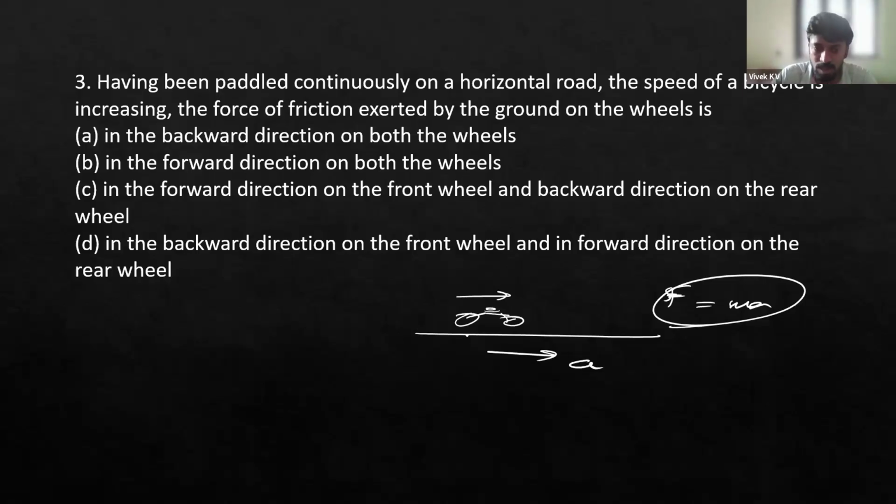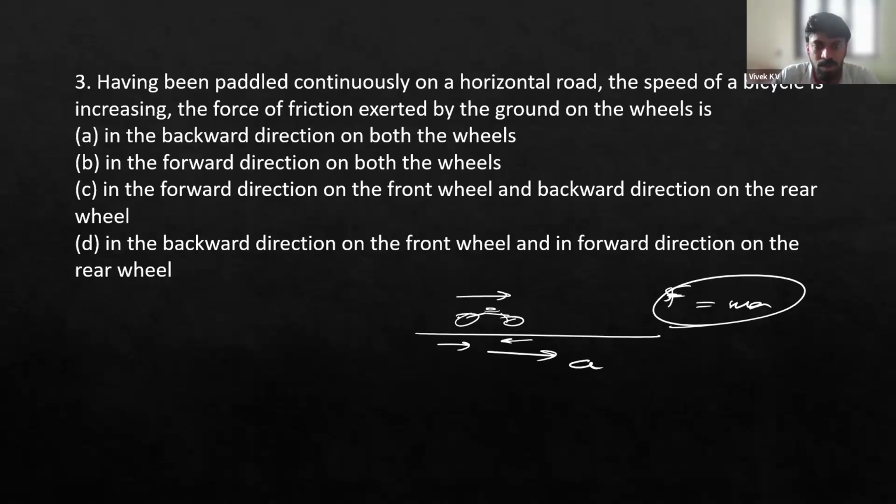Okay, so friction in the rear wheel, the friction is acting forward, which actually provides the external push so that it is moving forward with the acceleration. And on the front wheel, the friction acts backward, because it is not the driving wheel. The front wheel is free to rotate, so the friction is acting in the backward direction.